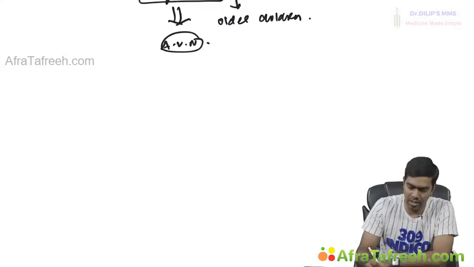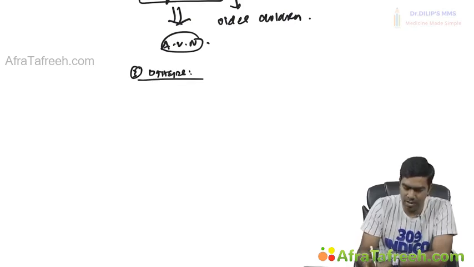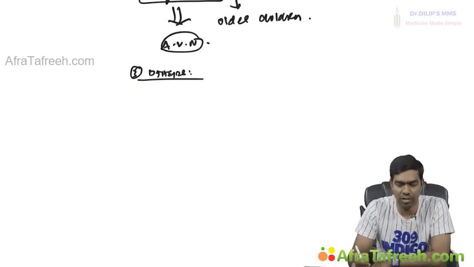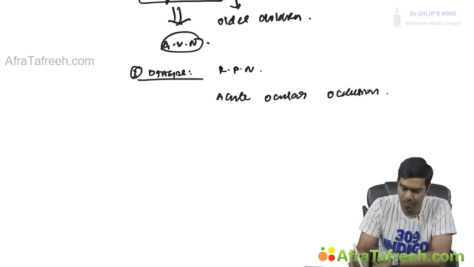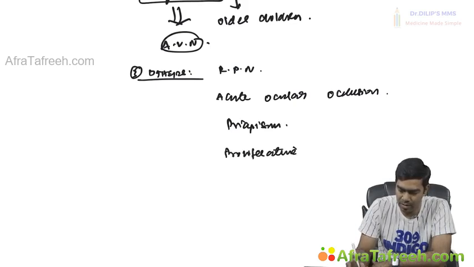Number 3. What are the other issues with sickle cell anemia? Other issues that can happen in sickle cell anemia due to vaso-occlusive crisis include something called renal papillary necrosis. They can cause something called acute ocular occlusion. They can cause something called priapism. They can cause something called proliferative diabetic retinopathy.